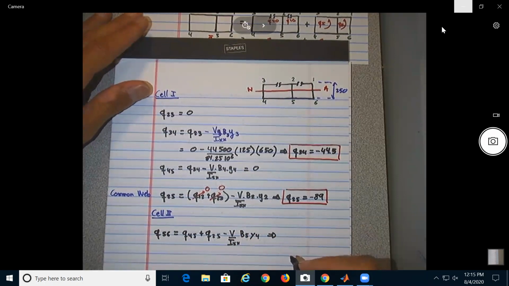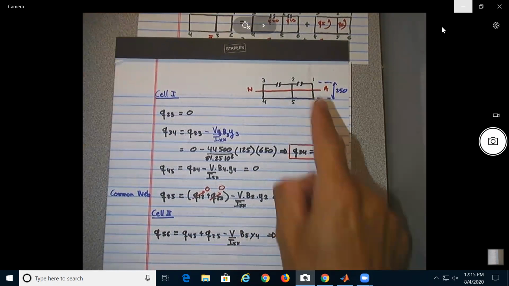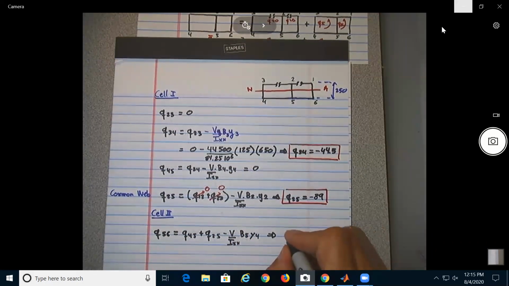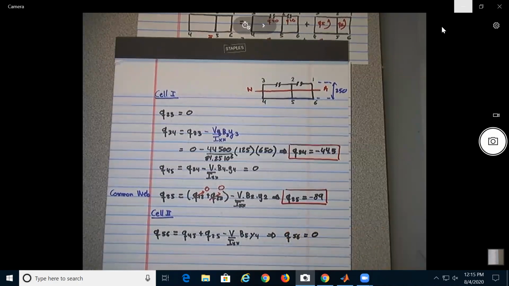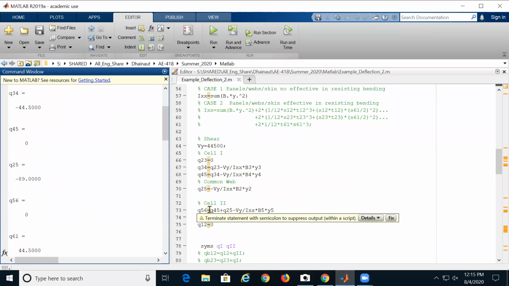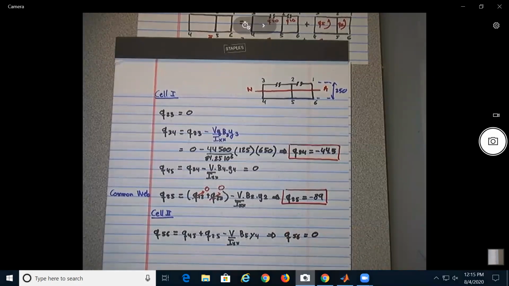And this one, the math should also give you 0. If you want, you can go and check, but Q56 should be equal to 0. We can go and check on the MATLAB again. Q56 is equal to 0, and this is the expression over here, you see? Q45 plus Q25 minus Vy, I write exactly the same thing, okay? All right. So this will give you 0.